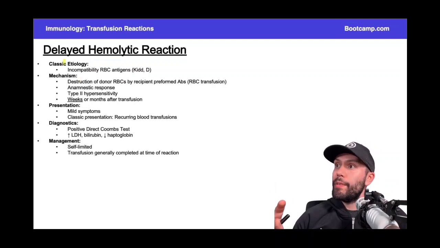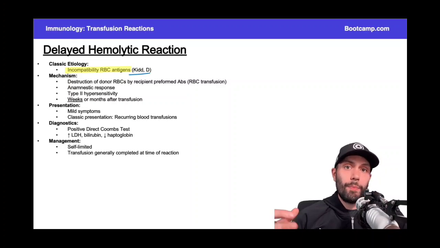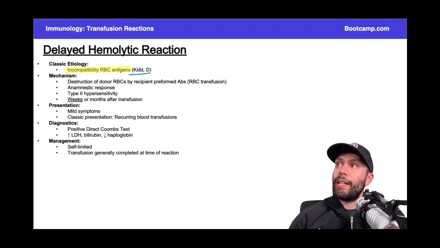You can see that the etiology is going to be incompatibility with red blood cell antigens, essentially the same thing as the acute hemolytic reaction. The antigens that we're talking about are not your classic antigens, being A, B, right? AB type blood, type O blood. We're not talking about that. We're talking about some of these other antigens that are sometimes considered to just be more minor blood group antigens. They're not like the major ones we typically talk about.